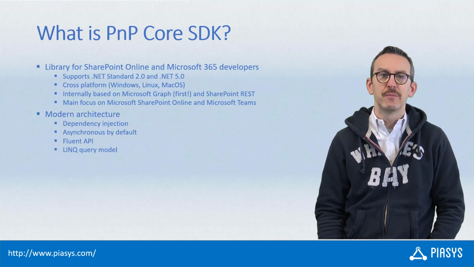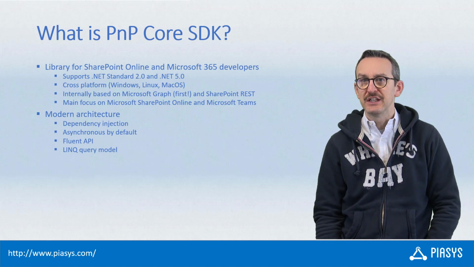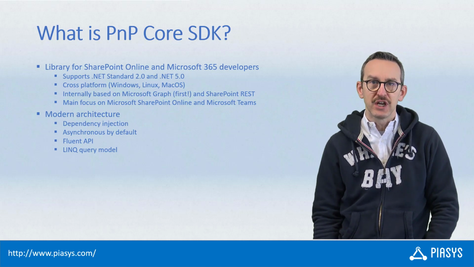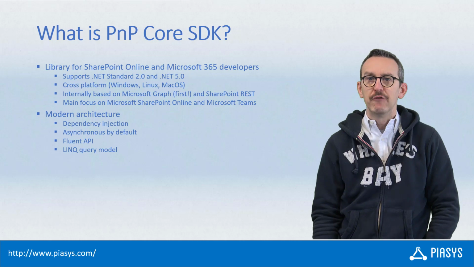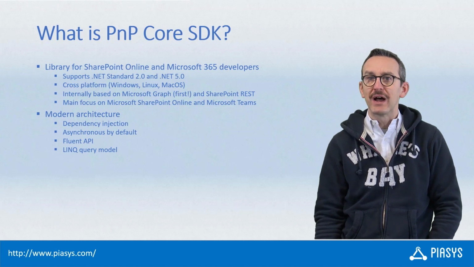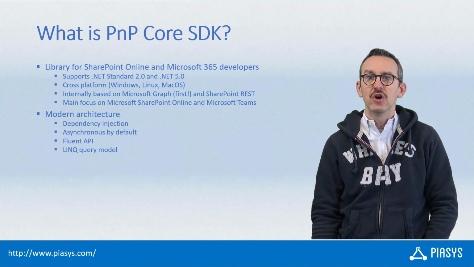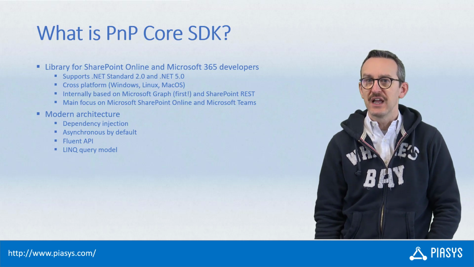From an architectural point of view, the PnP Core SDK has been built with a modern architecture based on dependency injection, asynchronous code, fluent APIs, and the availability of a LINQ, language integrated query, provider built internally in the library to query the domain model of the library itself.